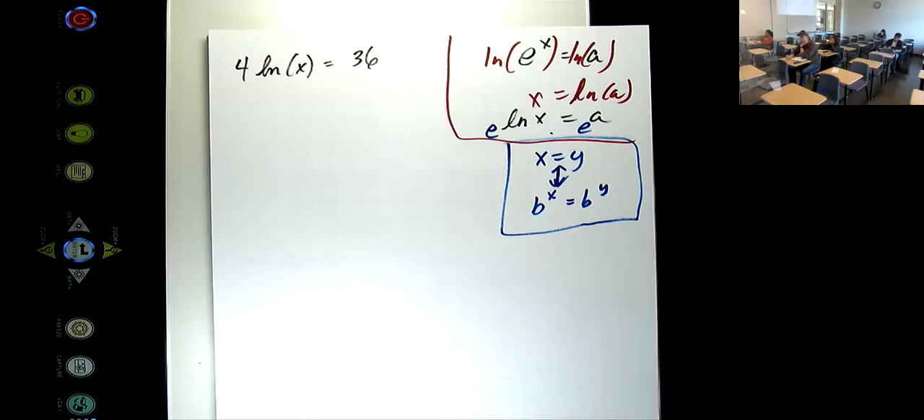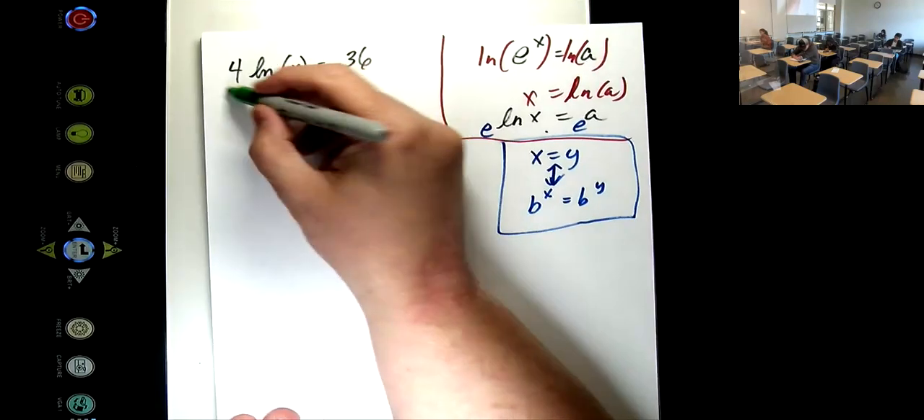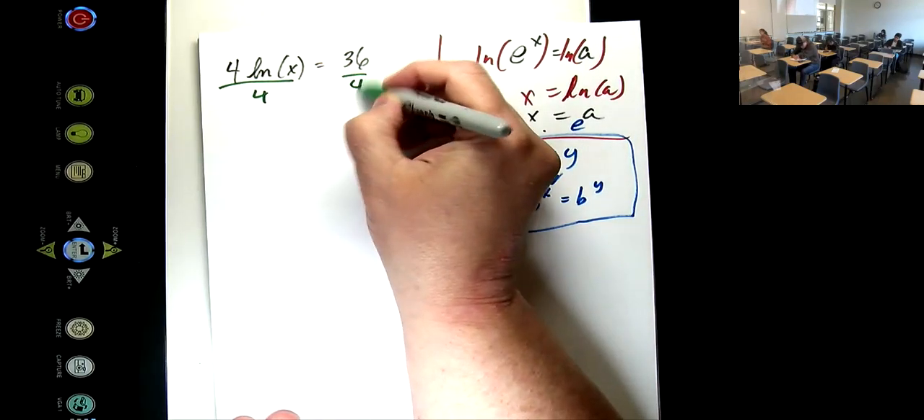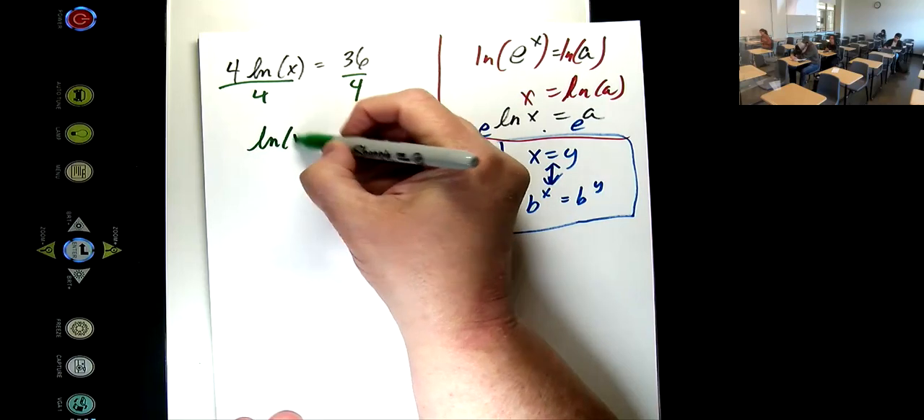I don't want to do it yet though, because I've got a 4 in front of the x. You have a couple of options. You could use that 4 and put it back up above the x as an exponent, but I don't recommend doing that. I would just divide both sides by the 4. If I divide both sides by 4, I get natural log of x equals 9.